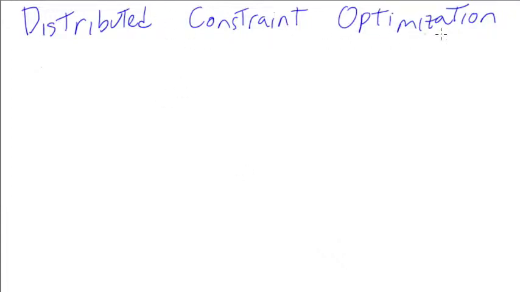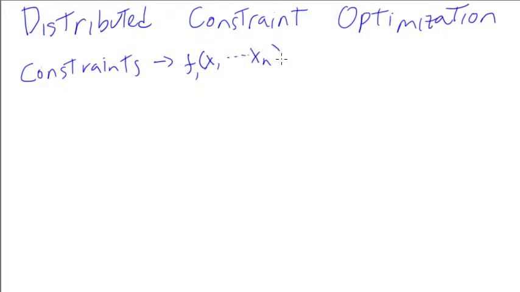So constraint optimization is sort of the obvious generalization of the constraint satisfaction problem. Basically, instead of our constraint functions being Boolean, they are now real-valued functions. So we have some constraint functions, let's say f1 of x1 through xn, and the function returns a real number. And there's going to be f2 and so forth. There's a bunch of these.